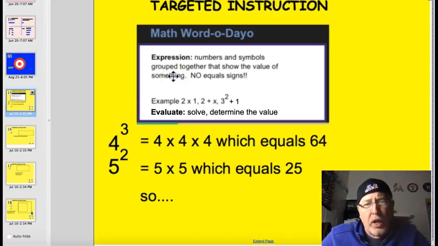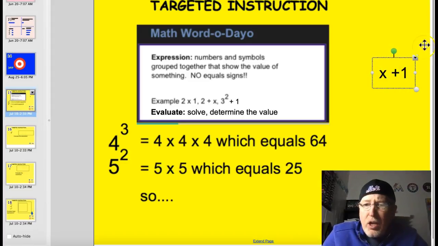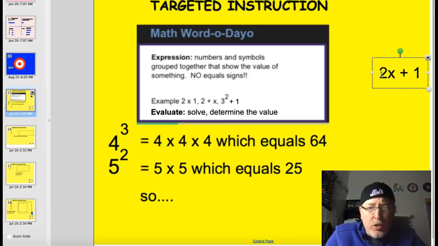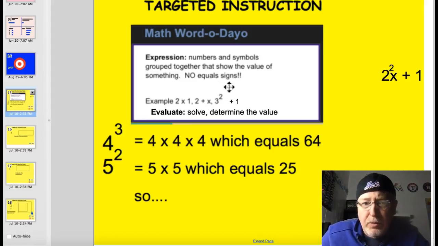Today another word we're going to add is expression. An expression is some sort of combination of numbers and symbols that are grouped together that show the value of something, and there are no equal signs. Your simplest could be something like x plus 1. It could be 2x plus 1. I could even throw in an exponent, 2x squared plus 1. These are all different types of expressions. Notice there's no equal sign there.